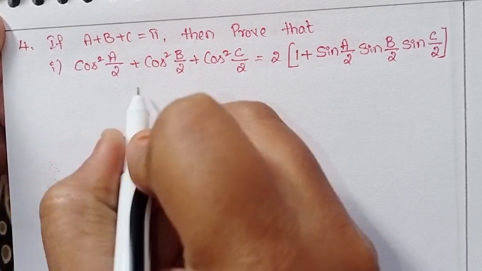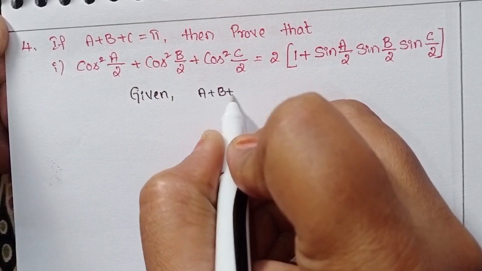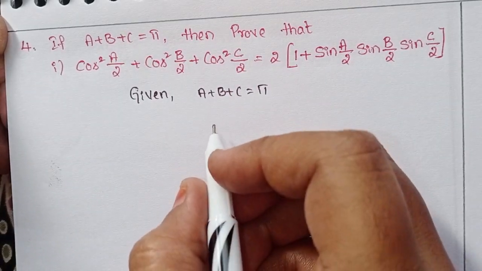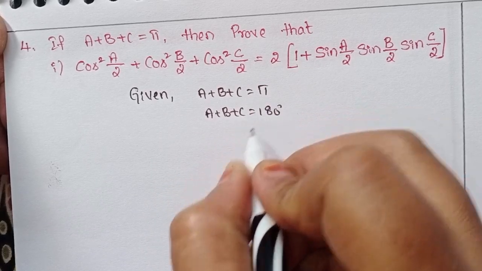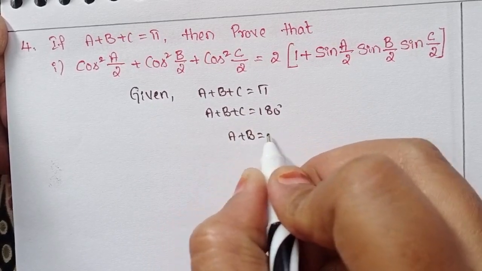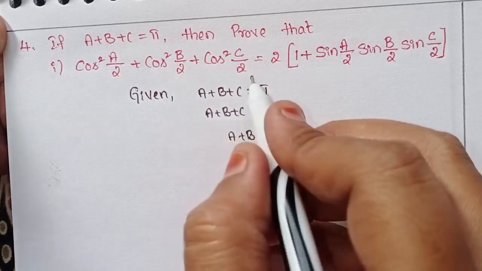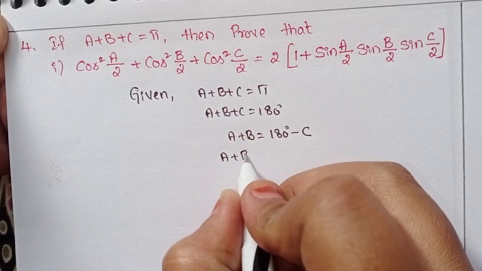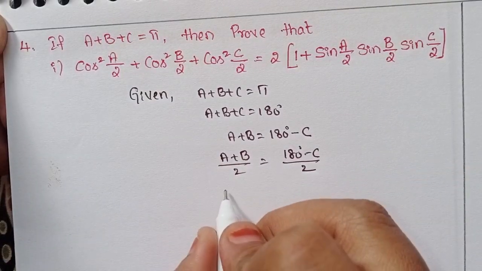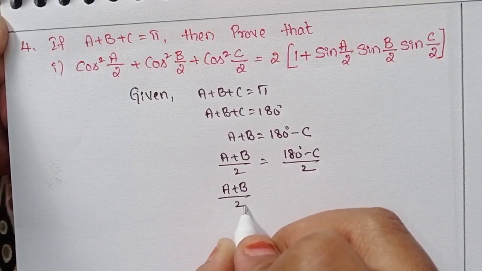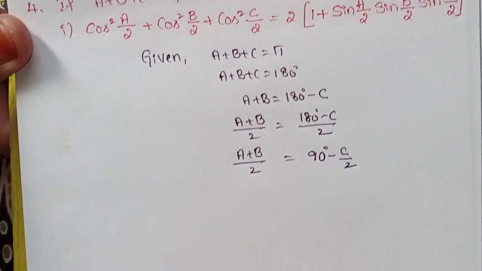Okay, first of all, what is given, you can write that one. Given A plus B plus C equal to pi. Pi means 180 degrees. A plus B plus C equal to 180 degrees. A plus B equal to 180 degree minus C. Here by 2 is the number, so you can take by 2 also. 180 degree minus C by 2. That means A plus B by 2 equal to 90 degree minus C by 2.